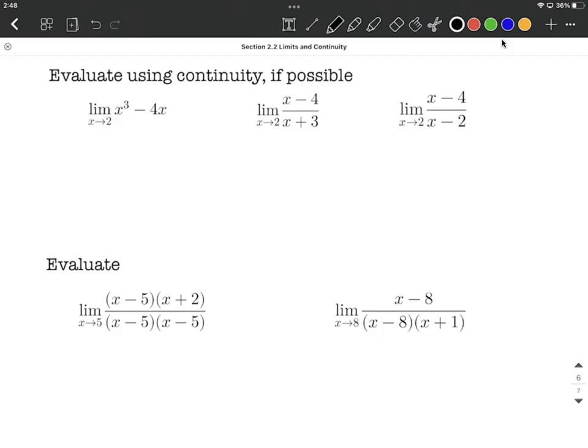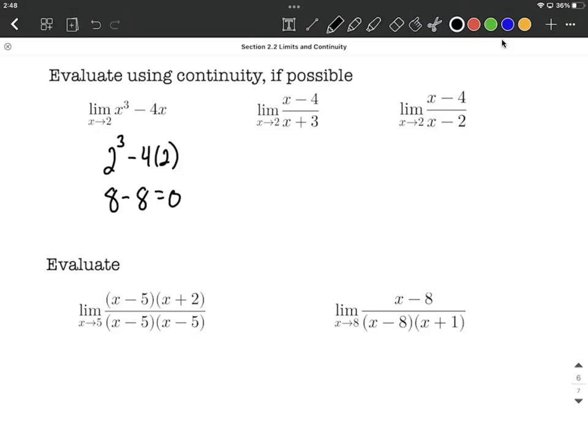We don't have any problems as far as not being allowed to plug in specific values of x, that sort of thing. So they're said to be smooth and continuous. So to evaluate this, and a lot of these are going to be this way, you can simply plug that x value in for each one of the x's. So in this case, we get 8 minus 8 works out to be 0, but that's okay. That limit is going to equal 0.